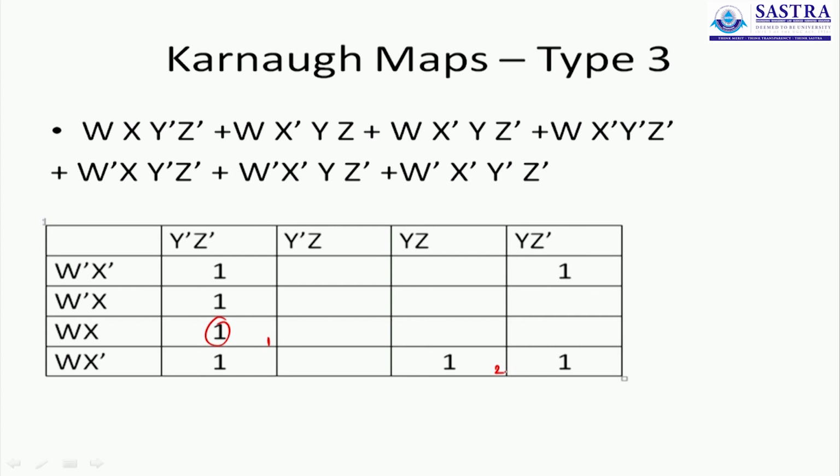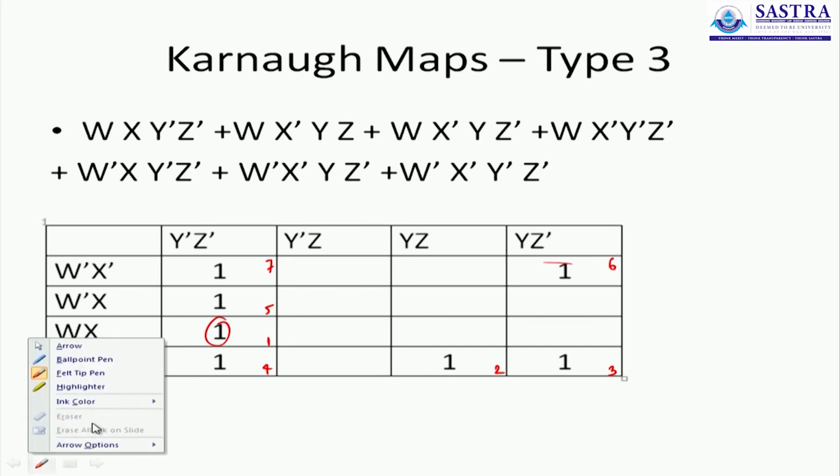w x bar y z bar, that's the third term. w x bar y bar z bar is the fourth term. w bar x y bar z bar, that's the fifth term. w bar x bar y z bar is the sixth term, and w bar x bar y bar z bar, that's the seventh term. So there are 7 terms, and you've located all of them easily.